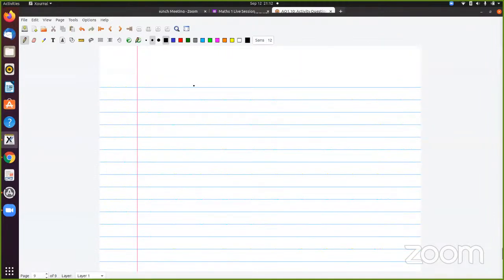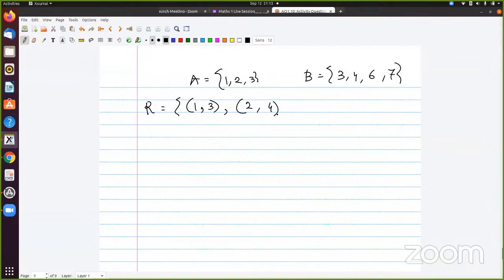Suppose I am working with two sets to begin with. Say A is 1, 2, 3 and B is 3, 4, 6, 7. Now I am defining a relation R: (1, 3), (2, 4), (3, 4). Is R a function? Yes, sir.